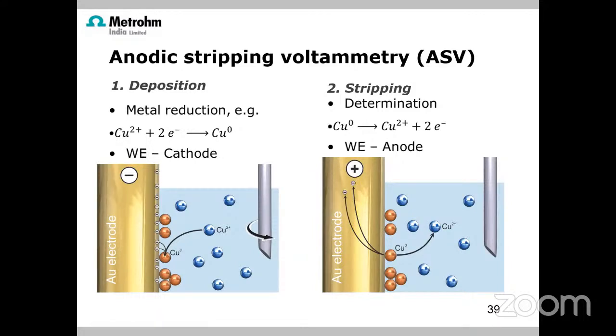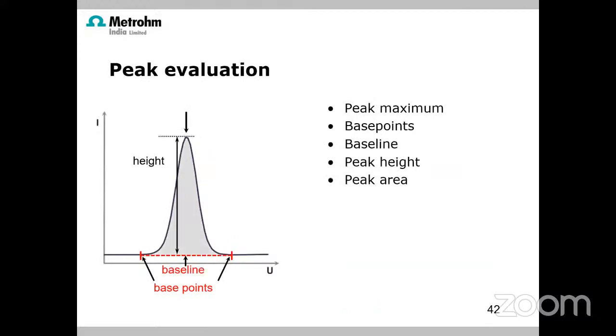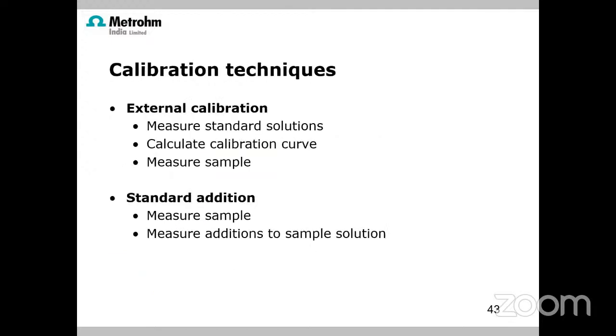We are doing this for the sample as well as the standard. This way we are able to do analysis down to the PPB, PPT level. So this is how we do it. This is a peak evaluation. What you see here, as I showed you earlier, we go by the peak height because that indicates the amount of current generated, which is proportional to the amount of analyte present in the sample.